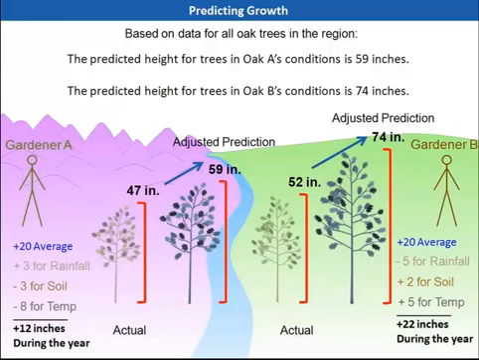Once we have refined our predictions based on the effect of environmental conditions, our gardeners are on a level playing field. The adjusted predicted height for oak trees in oak A's condition is 59 inches. The adjusted predicted height for trees in oak B's conditions is 74 inches. This is an apples-to-apples comparison.